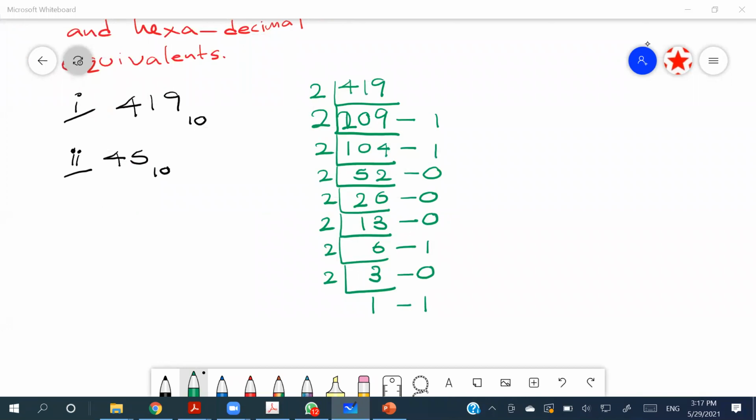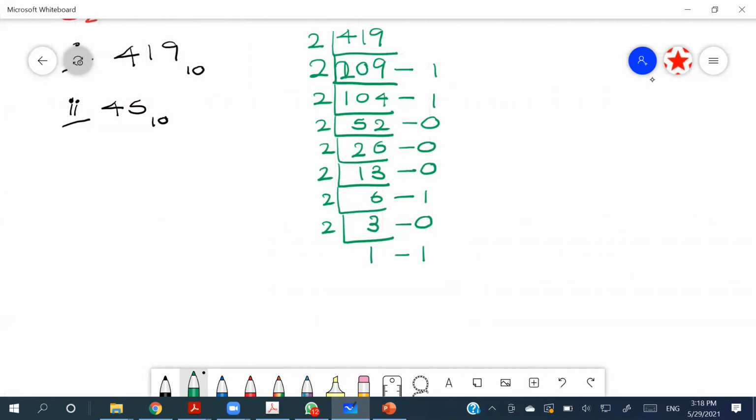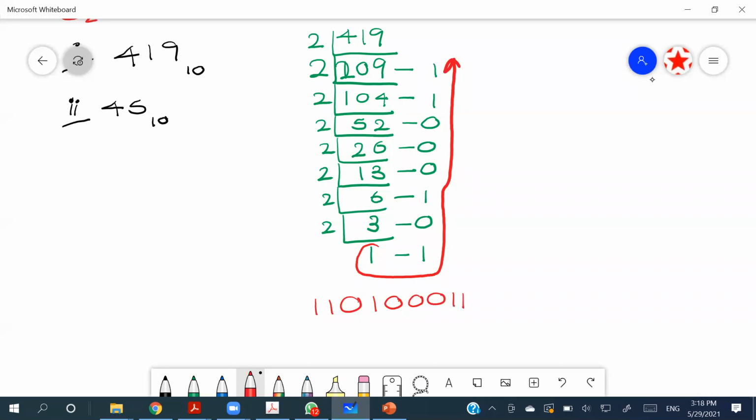Yeah, that is correct, Ravindu. That is correct. Right? So what we are going to do is start from the place you have stopped and go to the top. So that gives you 110100011 in binary. Yes, Ravindu, that is correct. Well done.